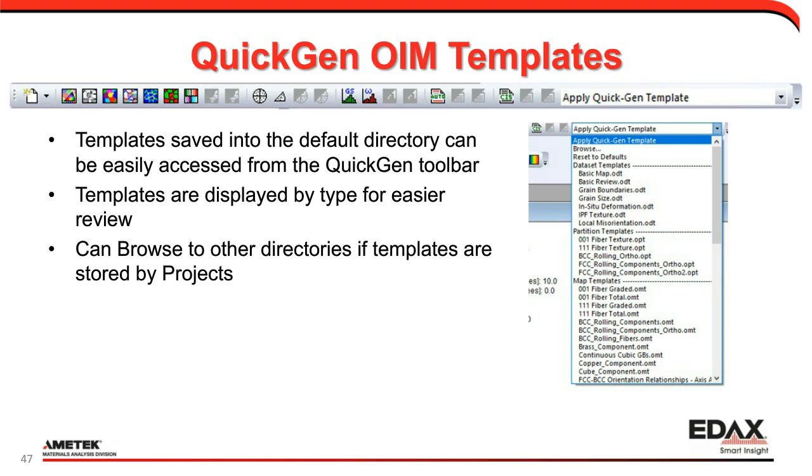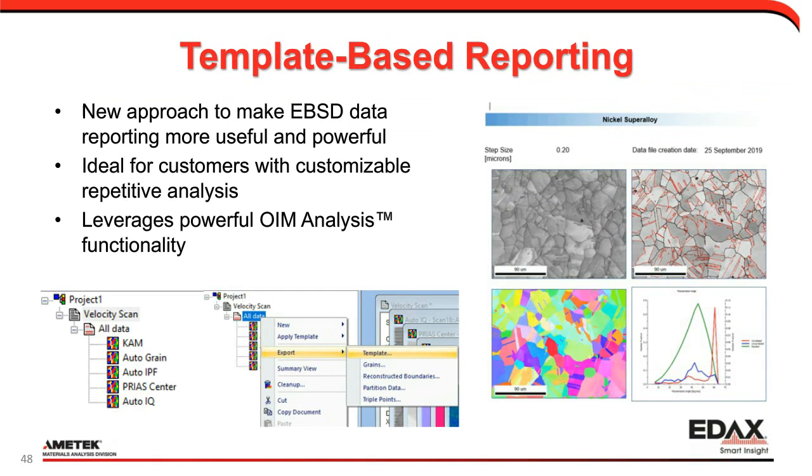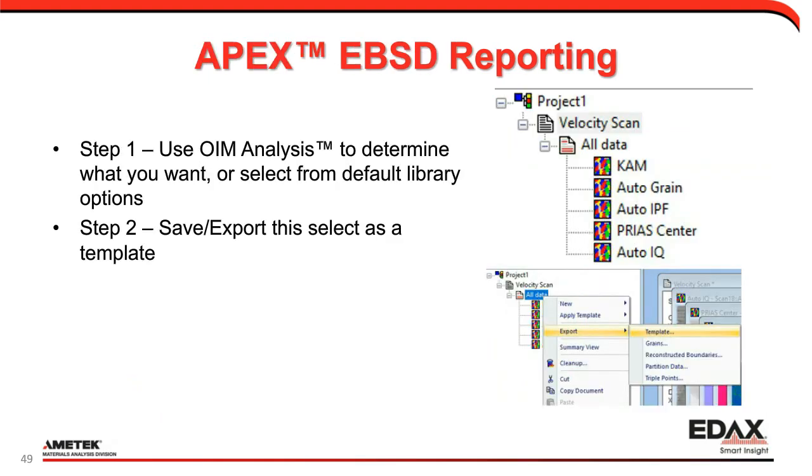These templates can also be used for actual reporting if you want to just get a report out. So this is a new approach we've used. I'd say it's ideal for customers with repetitive analysis. If you're doing a similar type of samples or want similar type of outputs, having a report based on a template makes it very easy. And so basically, we'll go through what's done in Apex and OIM Analysis. We can use it in both places.